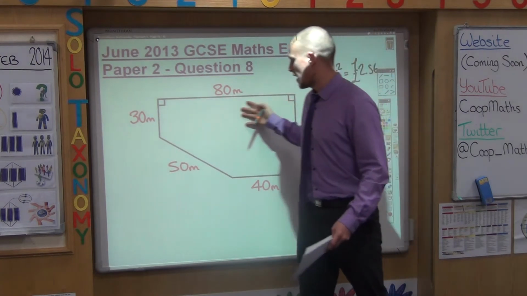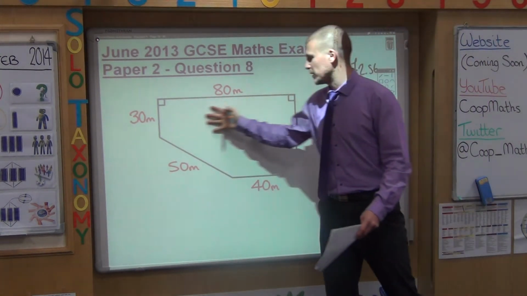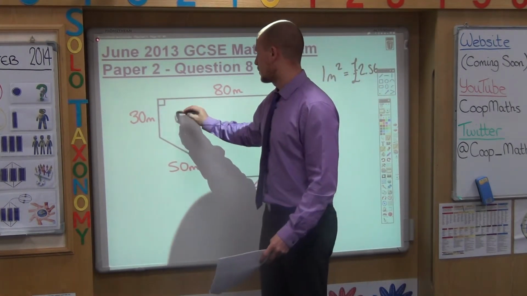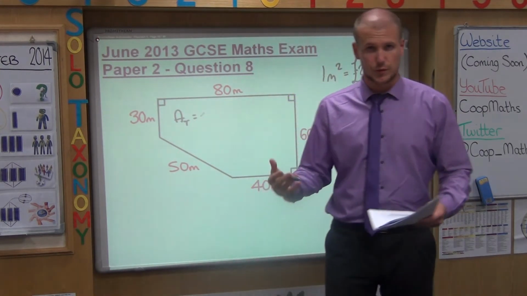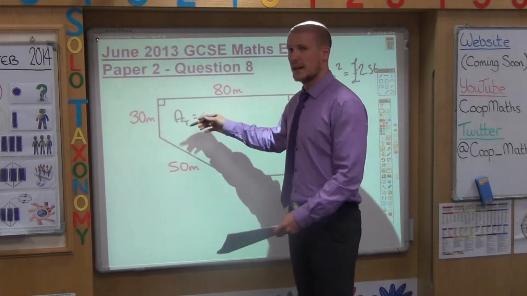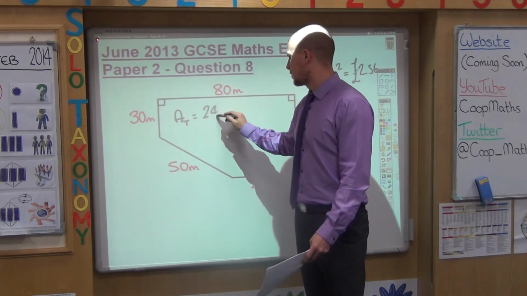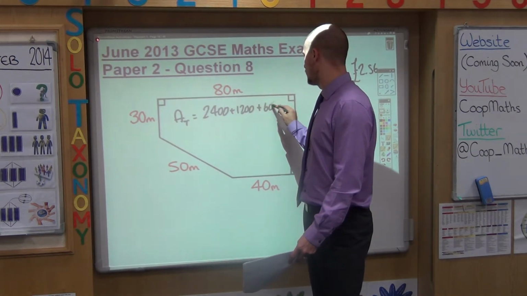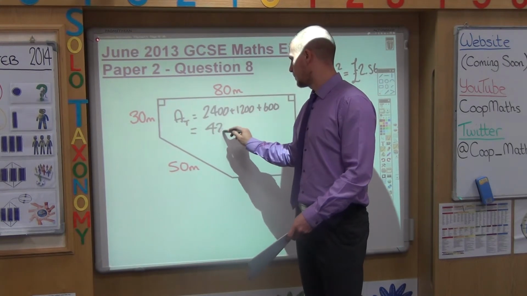So I had 2,400 for the big piece here. I had 1,200 for a little bit there and 600 there. So I'm going to add all these together. You could just write area or a little t for total, whatever you choose. But again, make sure that it's different from all the area stuff you've done before. The total of all these areas is 4,200 meters squared.